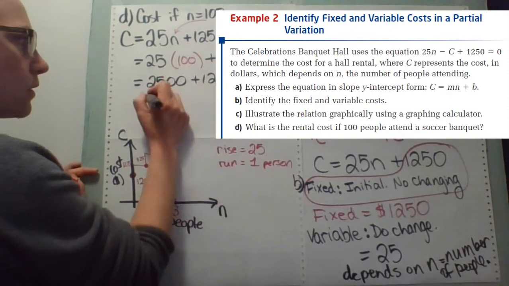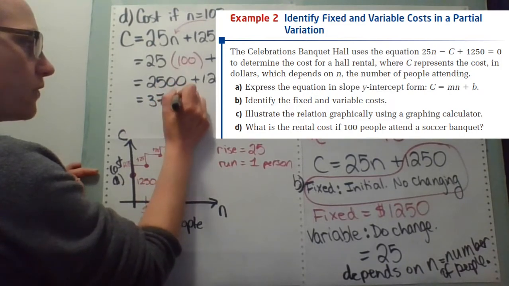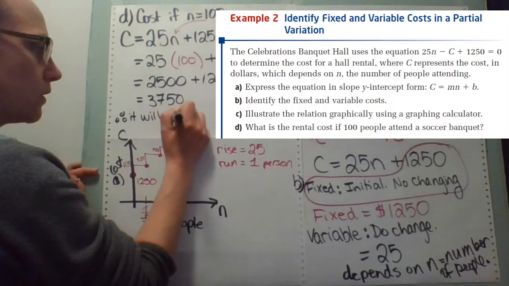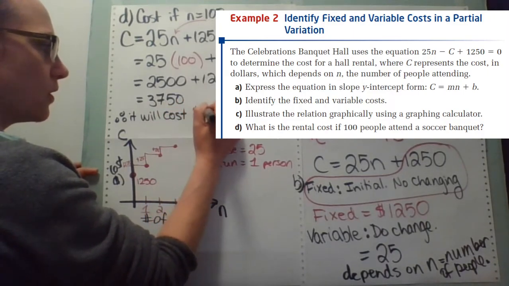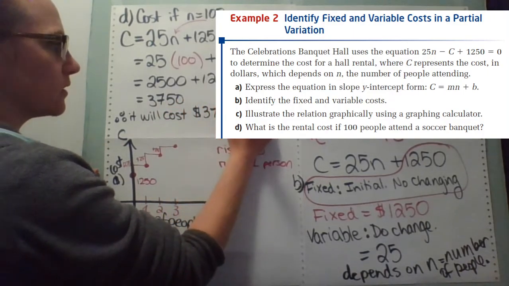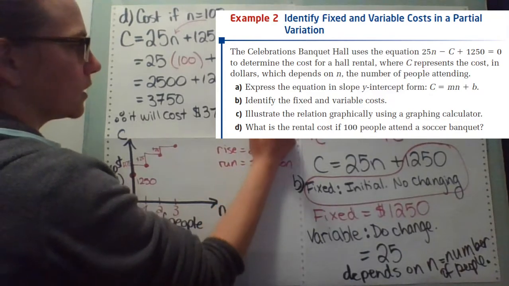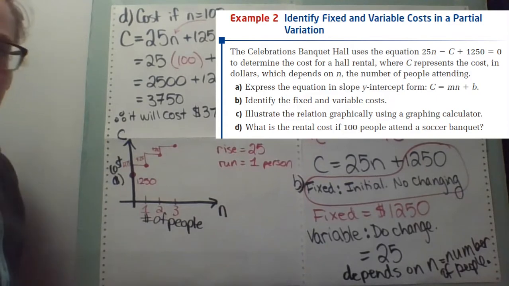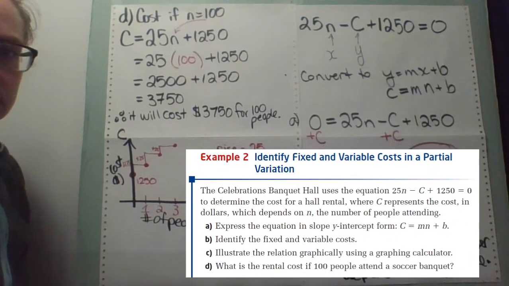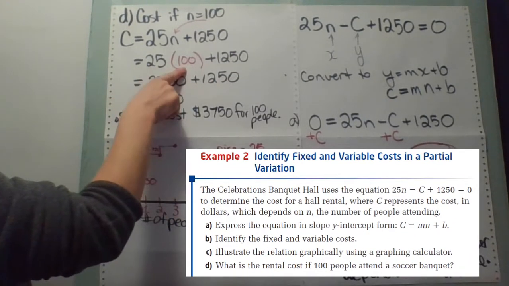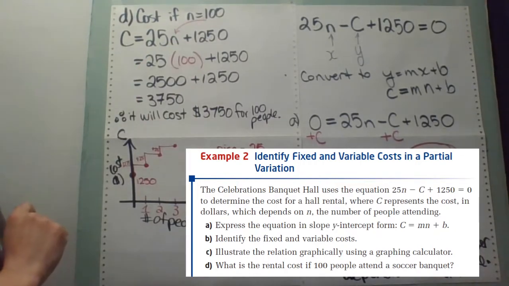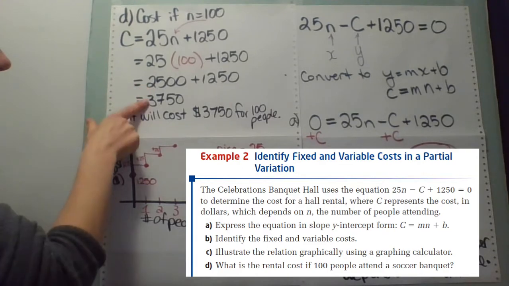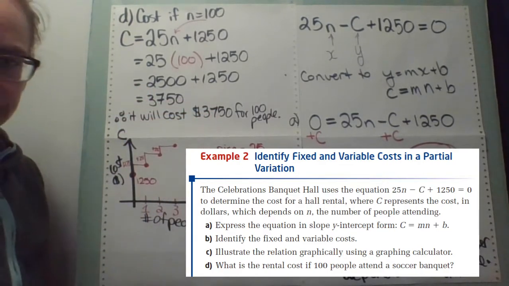Well, 25 times 100 is just 2500 plus 1250. Add that up, 3750. Therefore, it will cost $3,750 for 100 people. Sorry. So we subbed in 100 for N because we were told it was 100 people. 2,500 plus 1,250, total cost. Boom. Well done.